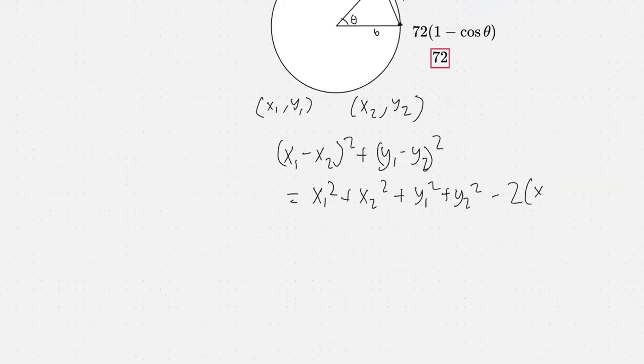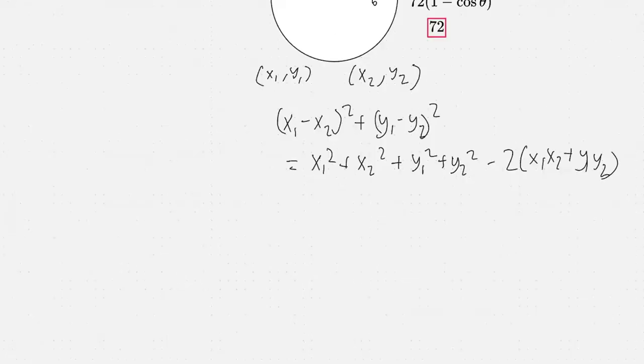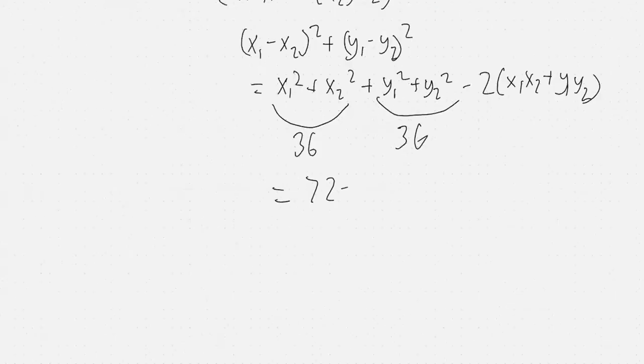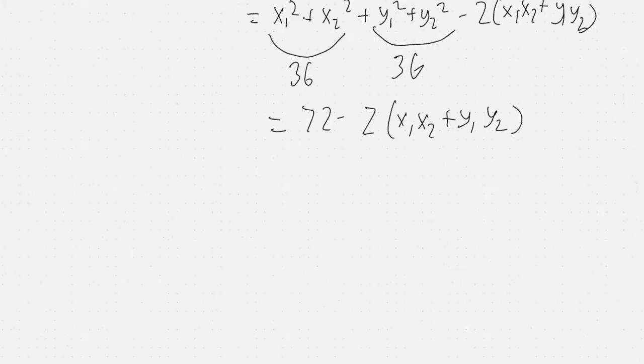But because the coordinates are on a circle, x1 squared plus y1 squared is 36, and this is also 36. So you have 72 minus 2 times x1 x2 and y1 y2. And because all the coordinates are independent of each other, the average of them is always going to be 0. So by linearity of expectation, this just becomes 0. So it's just 72. So you can also do it like that.